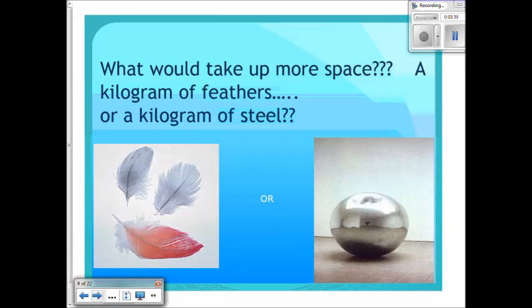What would take up more space, a kilogram of feathers or a kilogram of steel? Feathers are more spread out, right? They're taking up more space. One takes up more space than the other. And so in this case, it is not just about how heavy it is, how massive it is.